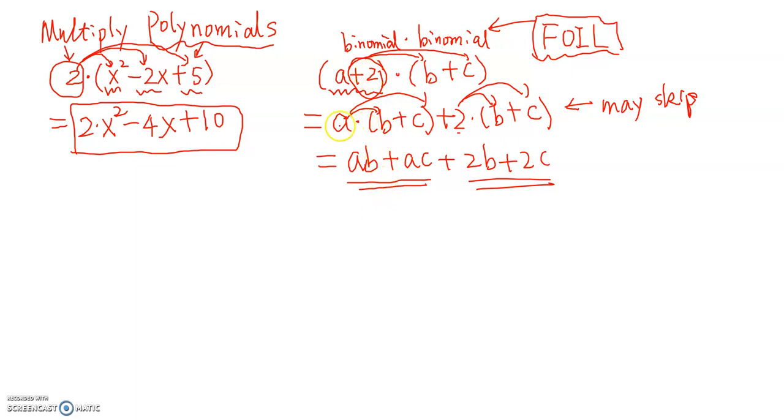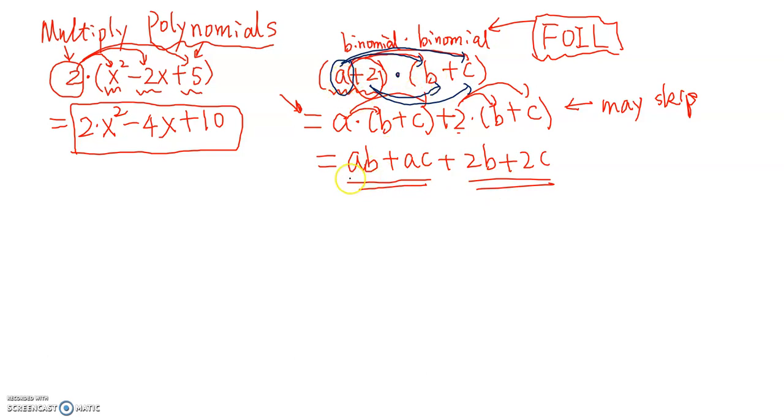And so usually this first step can be skipped. So when we do the question, you might just be able to, let's try a different color here. So you can distribute A to both of them. So you're gonna do A times B, and then you're gonna do A times C. After you're done distributing A, you're going to distribute 2. So you do 2 times B and 2 times C. So that's going to give you the answer directly.